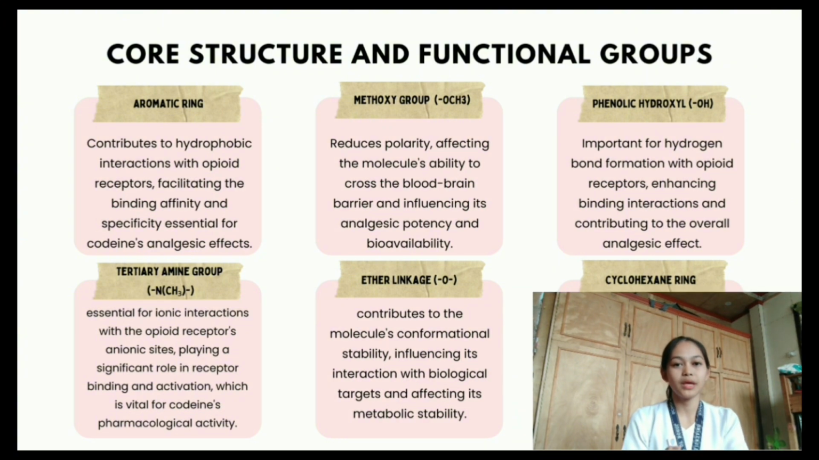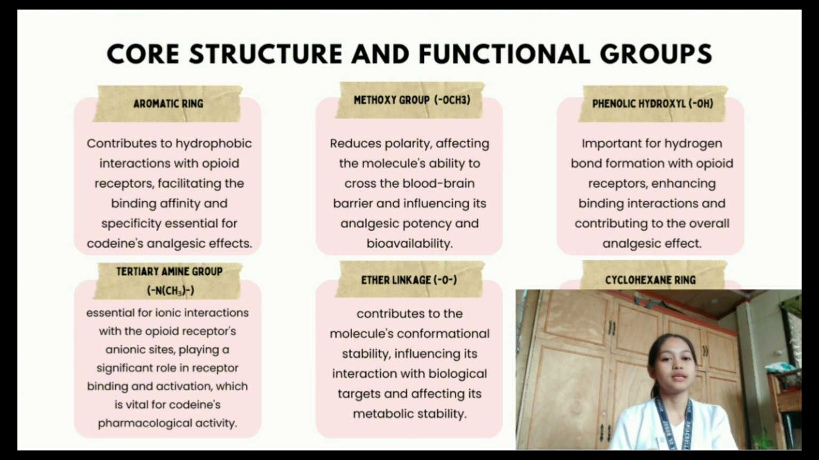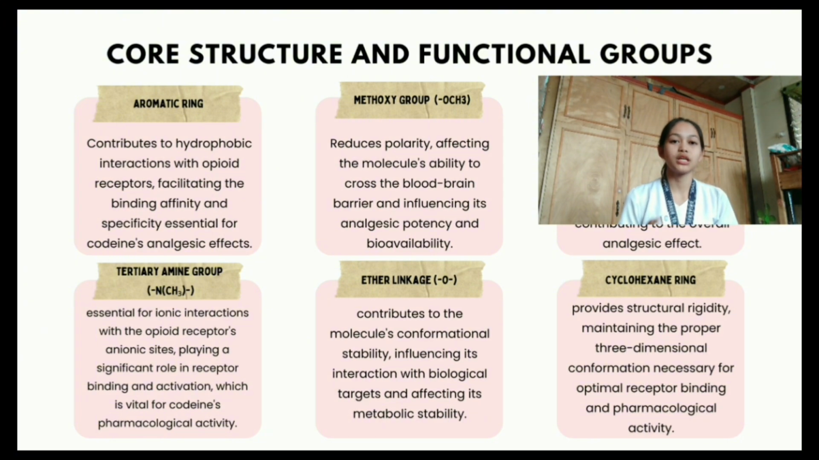The fourth functional group is the tertiary amine group, the N(CH3)2. The tertiary amine group is responsible for ionic interactions with the opioid receptor's ionic sites. These interactions help in receptor binding and activation, which is critical for codeine's pharmacological activity. Then fifth is the ether linkage, the R-O-R. The ether linkage helps maintain conformational stability of the molecule. This stability influences codeine's binding with biological targets and affects its metabolic stability, making it more resistant to breakdown. Sixth is the cyclohexane ring. The cyclohexane ring provides structural rigidity to codeine. It maintains the molecule's three-dimensional shape, which is necessary for proper receptor binding and pharmacological effects.